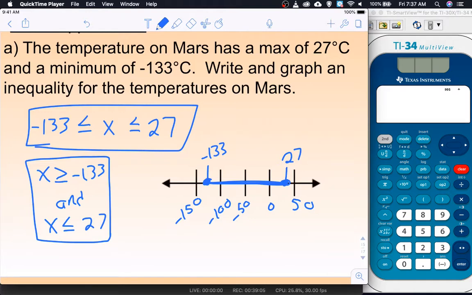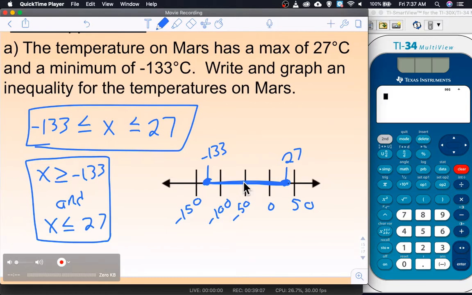Understanding that the temperature would be between those two makes us an and. And it actually does say the word and.